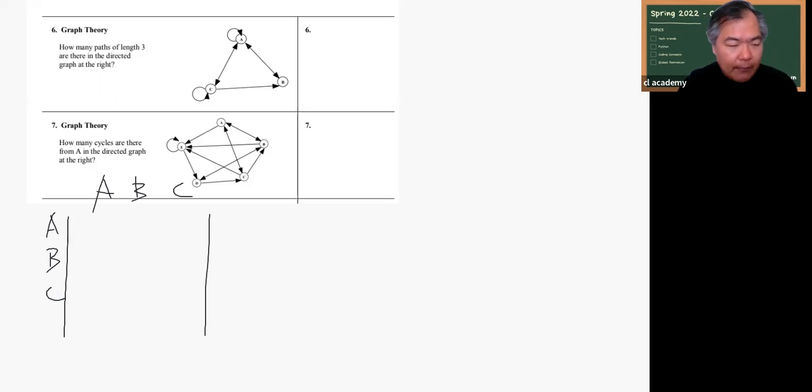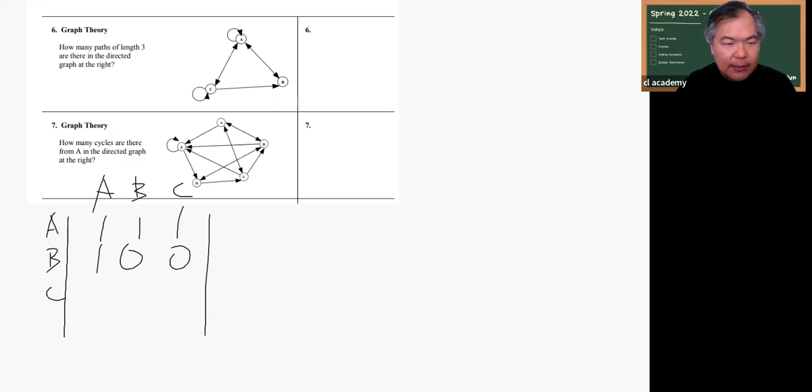Okay, so can I go from A to A? Yes. Can I go from A to B? Yes. Can I go from A to C? Yes. Okay, now row B. Can I go from B to A? Yes. Can I go from B to B? No. Can I go from B to C? No. There's no arrow going from B to C.